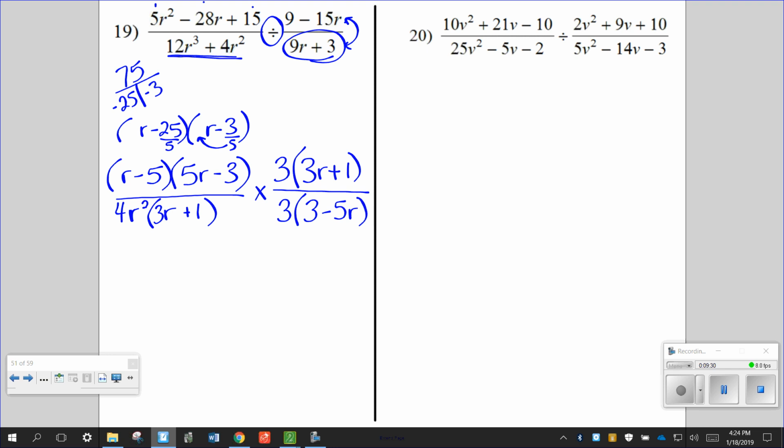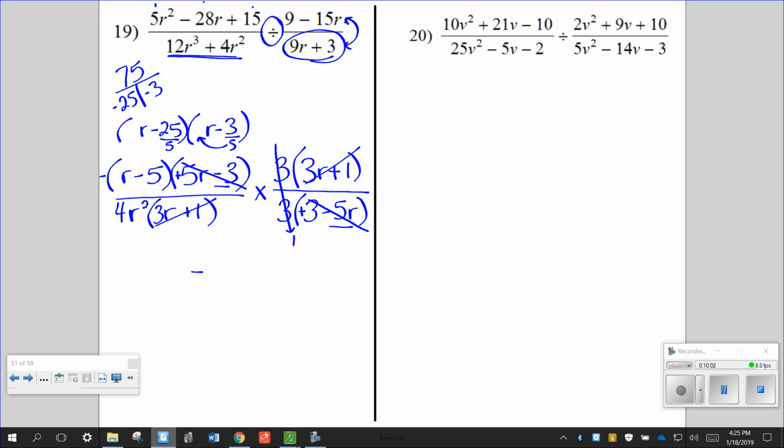So now let's look for things to divide out. 3 divided by 3, that's 1. 3r plus 1, 3r plus 1. Now again we have this situation. We have a positive 5r in the numerator, negative 5r right here. We have a negative 3 in the numerator and a positive 3 down here. So those will divide out, but we have to stick a negative sign out front because they divide to equal negative 1, not positive 1.